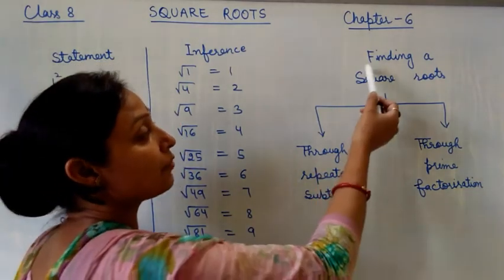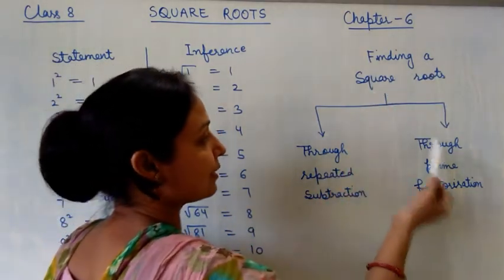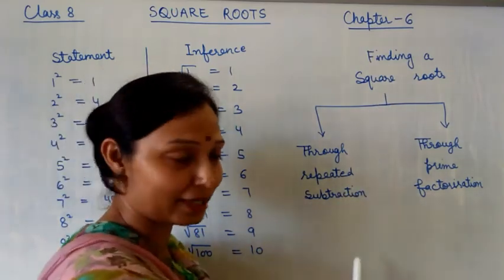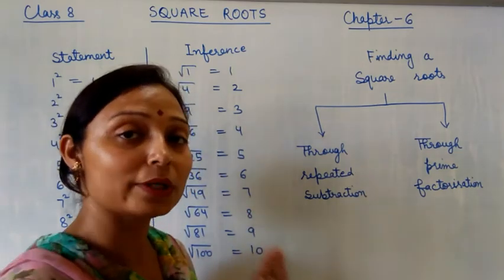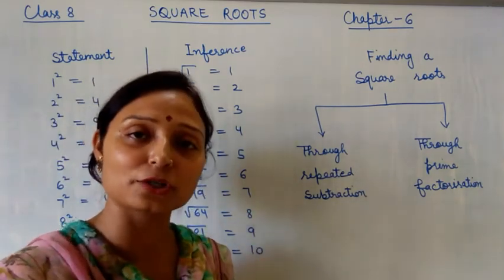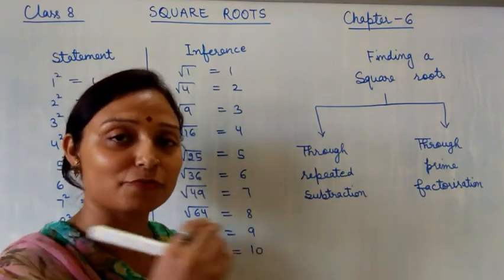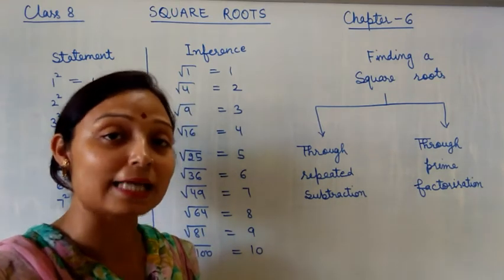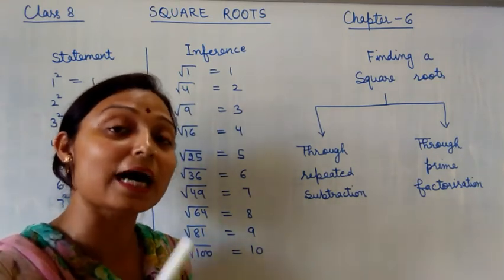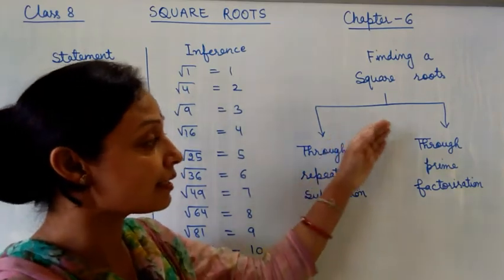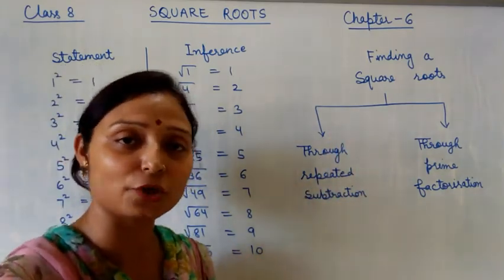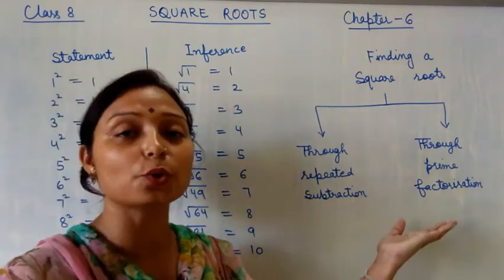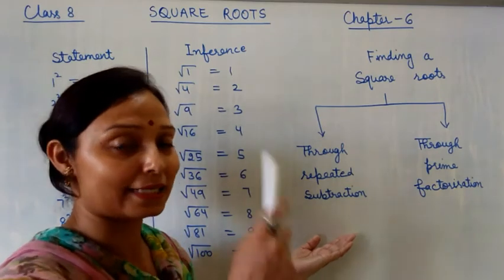We can find the square root by using two methods. First is repeated subtraction, in which we take only the odd numbers and subtract alternately. First the number is subtracted by 1, then 3, then 5, and so on, till the answer becomes 0. In the second case, we take the prime factorization of the number, make pairs and take the square roots. I will do these two methods in exercise 6.3.